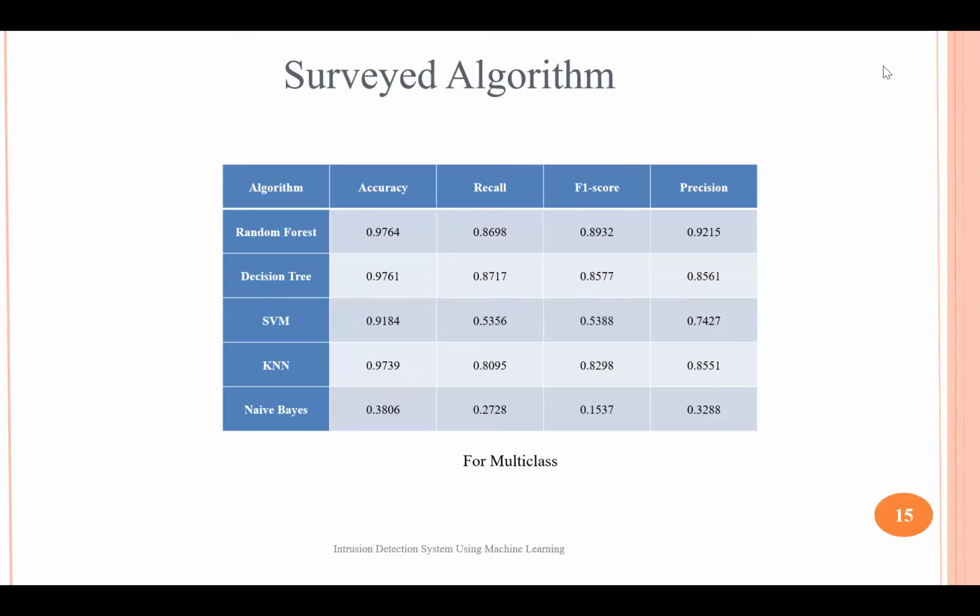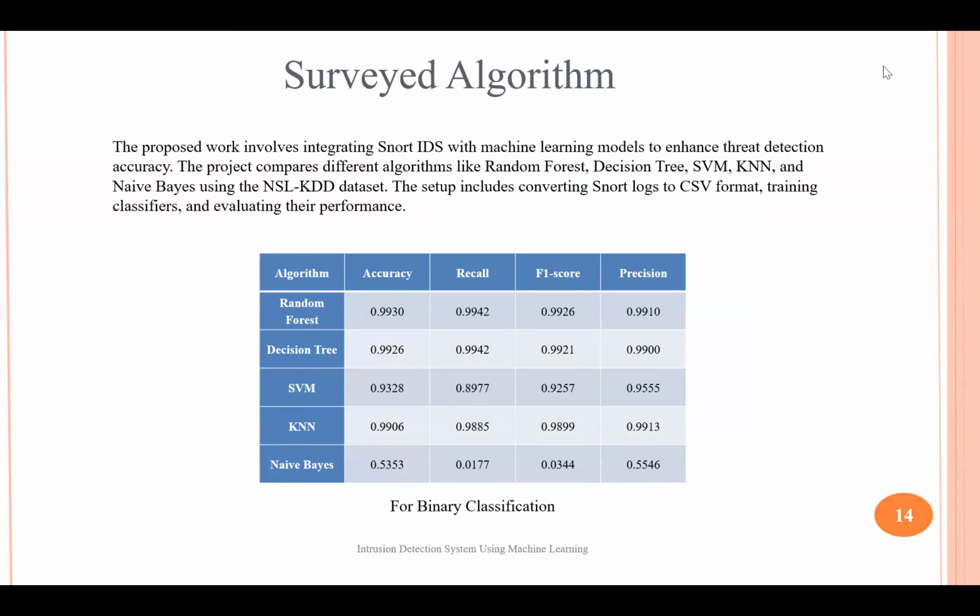The surveyed algorithms: we have surveyed mainly five types of algorithms: random forest, decision tree, SVM, KNN, and naive Bayes. And essentially, we have done it on the NSL-KDD dataset.